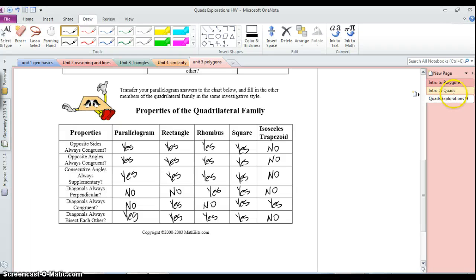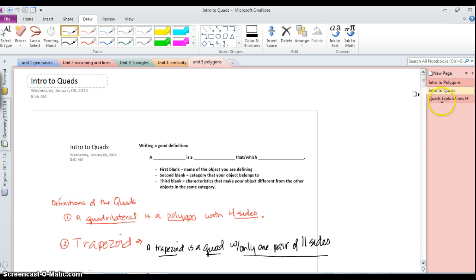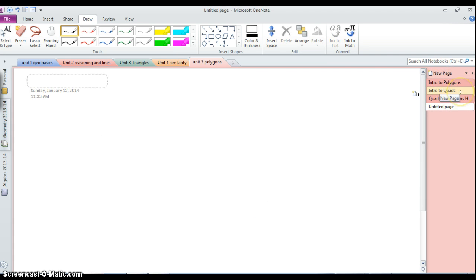Okay, so now that that's done, we want to dive into the relationship between all of these different quads, how they're related to each other, and they actually do make somewhat of a family tree. So open up a new page in OneNote, if you will, and let's call it the quad family tree. And while you're doing that, let's talk a little bit about a family tree.